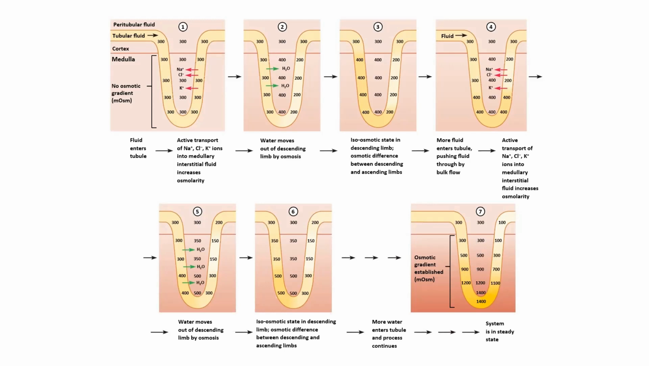A gradient of the fluid that's moving through the tubule, through the loop of the tubule, but also a gradient of the interstitial fluid that is surrounding that tubule. It goes from 300 around the cortex all the way down to about 1400 in the deepest part of the medulla, okay?